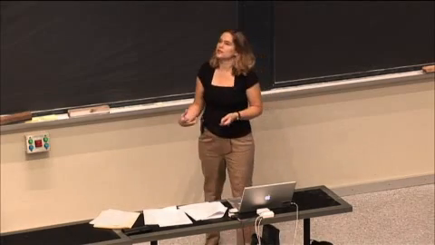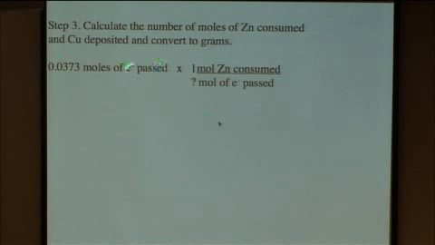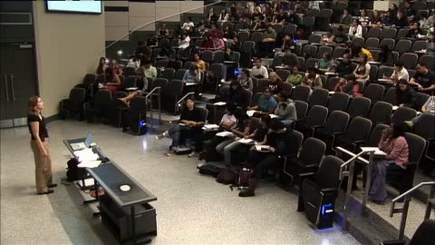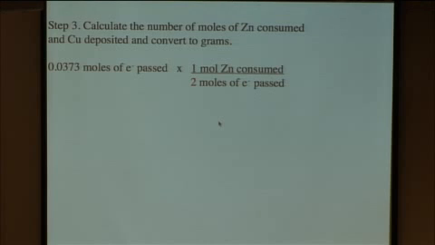Now, how is this going to relate to the zinc consumed or the copper deposited? We know the total number of moles of electrons that pass through the system. So then we have to think about, for every 1 mole of zinc that was consumed, how many moles of electrons went through the system. Why don't you yell out and tell me what you think that is? What do you think? 2. Right. We're going from zinc solid to zinc plus 2, so we need two electrons.